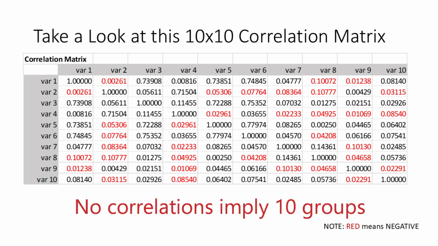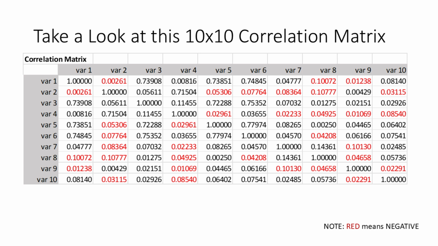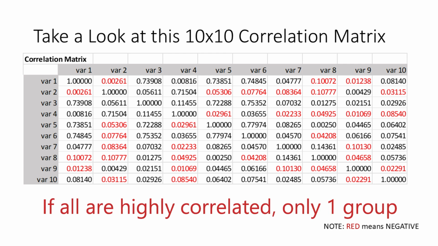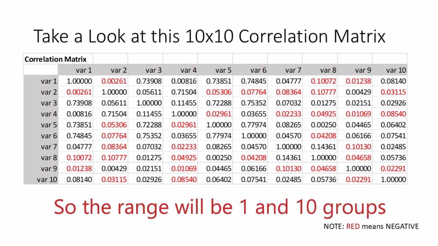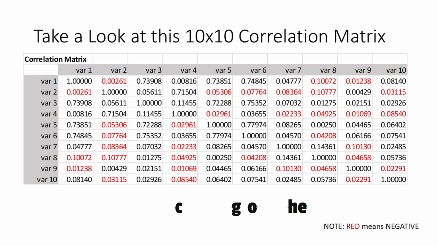Well, at most, if they were not correlated at all, then there'd be 10 groups, right? Each variable would be a group. At the other extreme, they could all be highly correlated to each other, all of them. So they might just be one group. But very likely, the number of groups will range somewhere between 1 and 10, right? Okay, so which variables are likely in the same group if we take a look at this one?